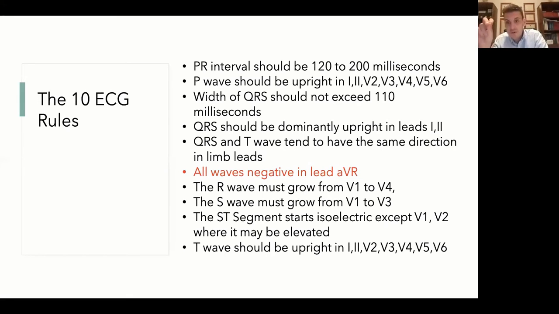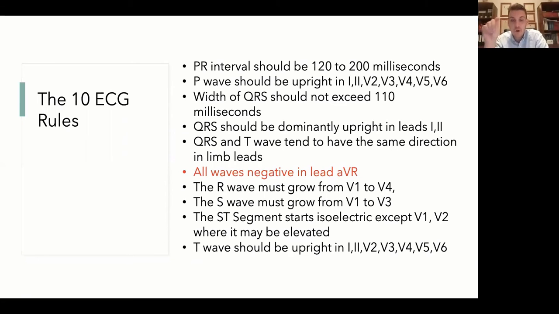The width of the QRS should not exceed 110 milliseconds, and it should be dominantly upright in leads 1 and 2. The QRS and the T wave have to be in the same direction, so if one is positive, the other one should be positive, and vice versa. Very important, all the waves should be negative in the lead AVR. Professors ask this, and they ask it all the time.